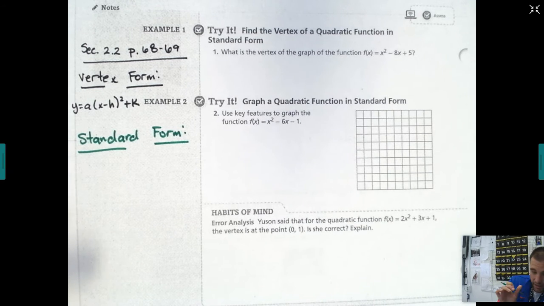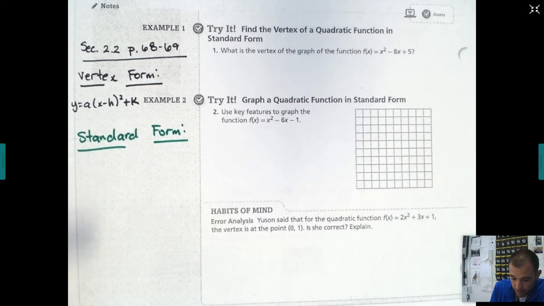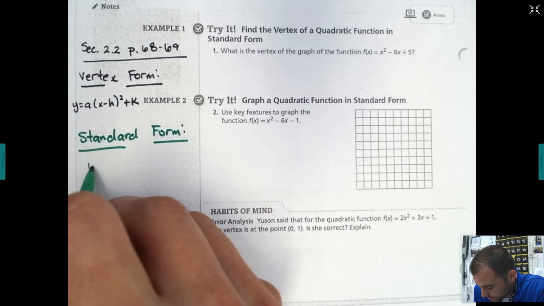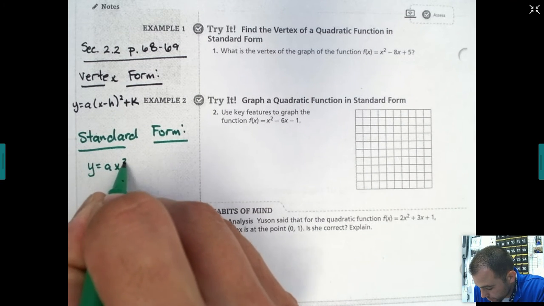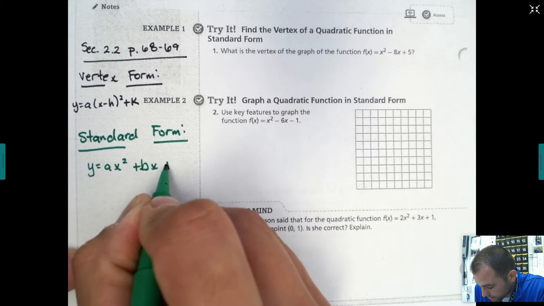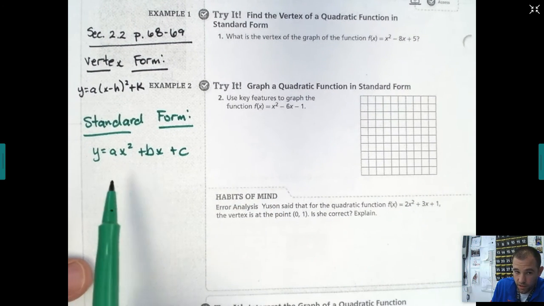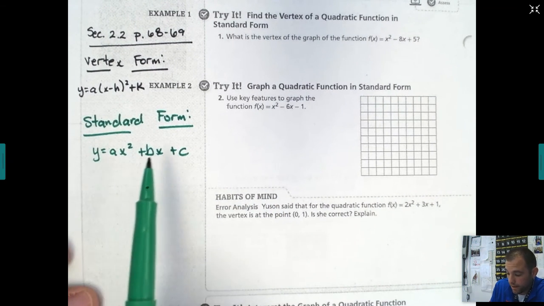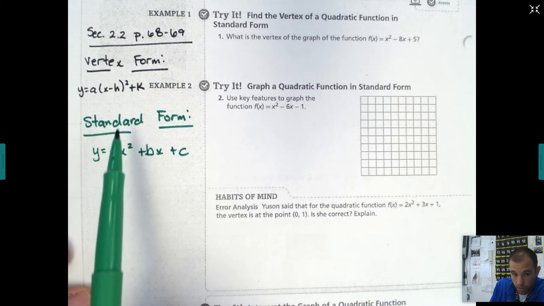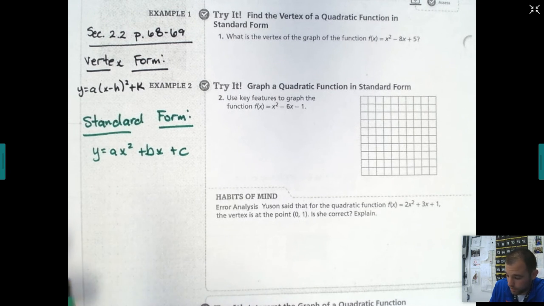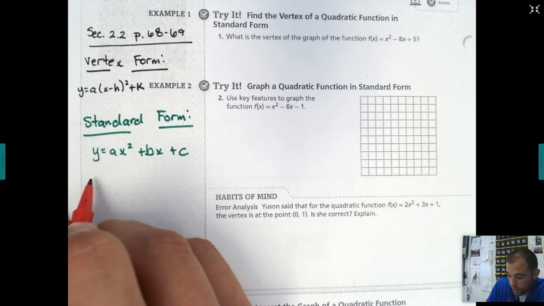So now we are going to talk about standard form today. Standard form looks like this: y equals ax squared plus bx plus c. So this is called standard form. And notice that it has a square in it, so it's a quadratic. Anytime the biggest exponent is a square, we call it a quadratic. Now we're going to do the same thing on this problem.